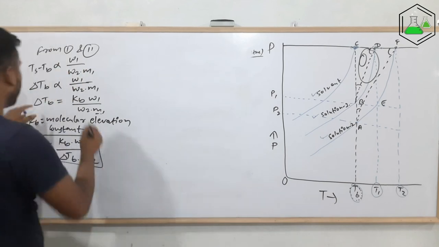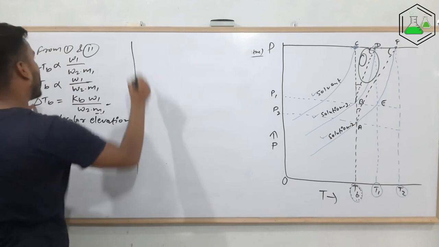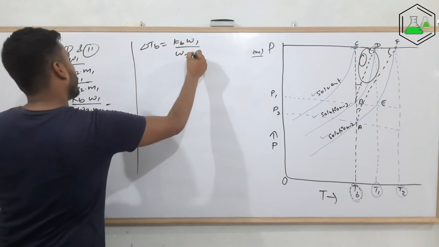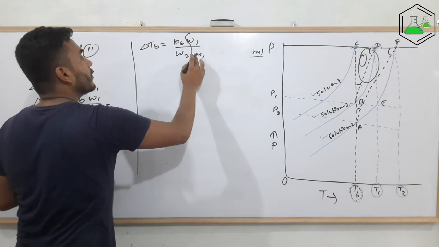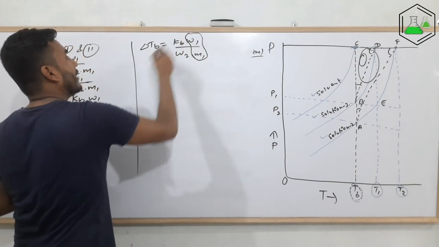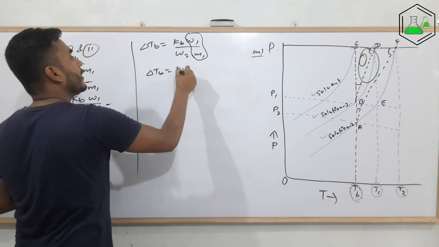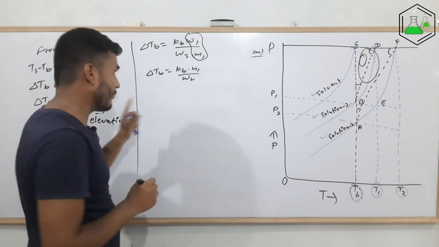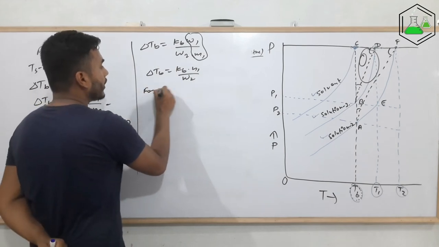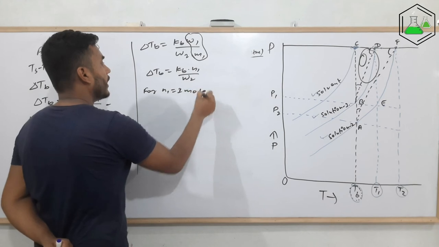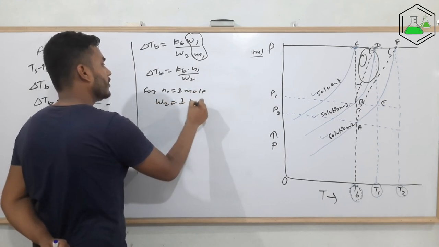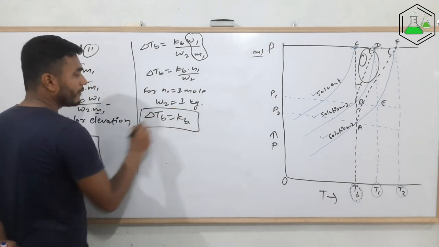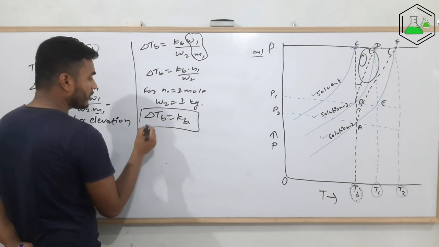Now, to get the meaning of KB from this equation, look at this, okay? We have the expression del TB is equal to KB W2 by W1 into M2. W2 by M2 actually means number of moles, so del TB is equal to KB into N2 by W1. That is the number of moles, right? N2 means W2 by M2. So now, for N2 equal to 1 mole and W1 equal to 1 kg, this expression will become del TB is equal to KB.